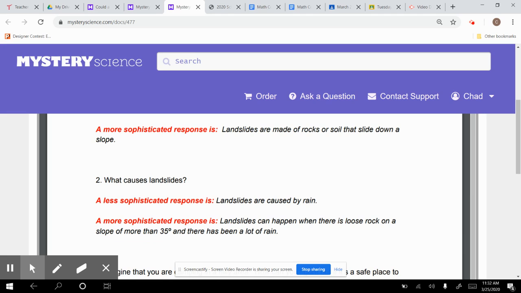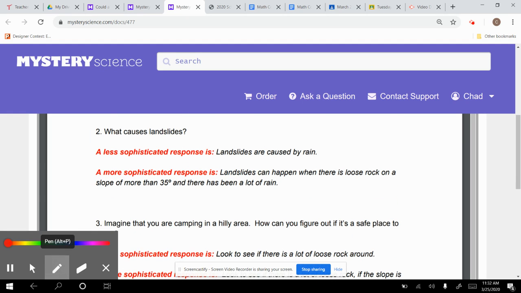What causes landslides? Well, landslides are caused by rain. A more sophisticated answer would be landslides can happen when there is a loose rock on a slope of more than 35 degrees. I love the fact that they did include an angle measurement of whenever a slope reaches a critical angle of 35 degrees or greater, it's more likely to slide. And it's most likely to slide when it rains.